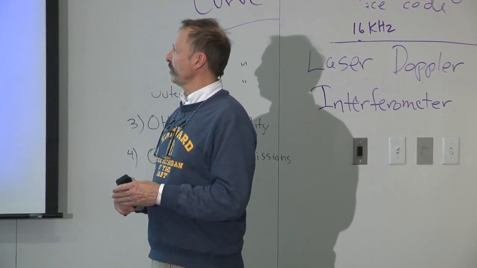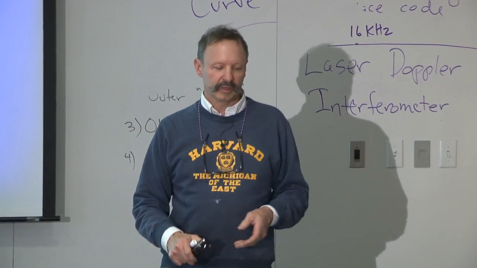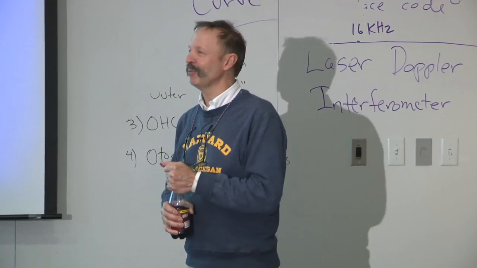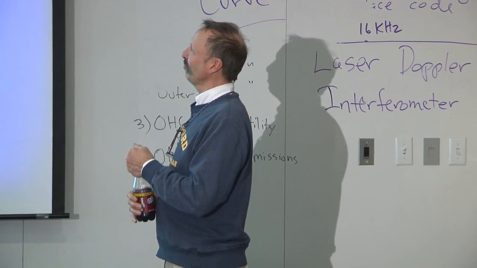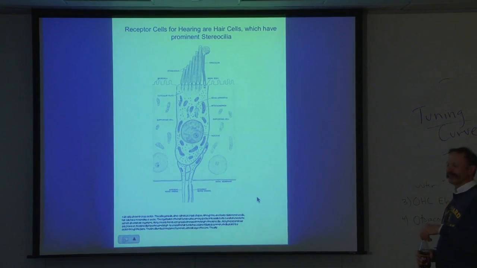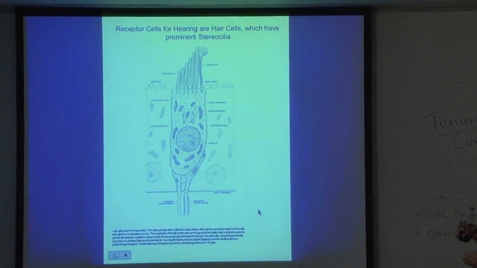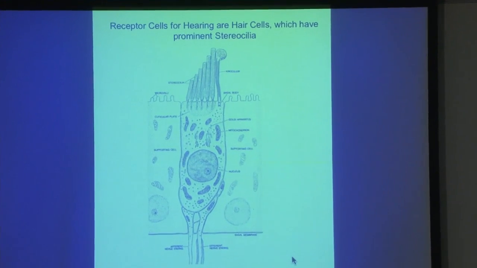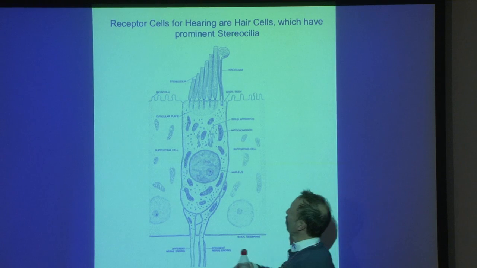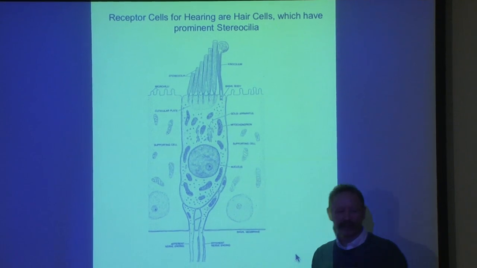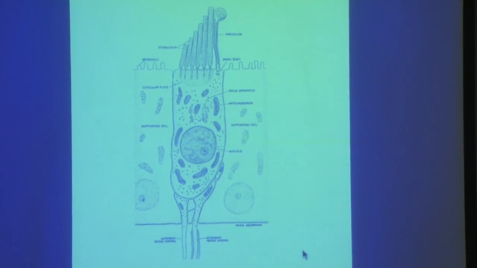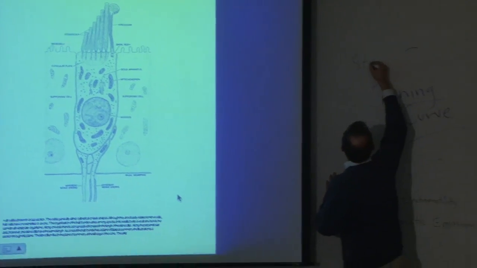What are these receptor cells for hearing? So the receptor cells for hearing are called hair cells. That's kind of a funny name, right? But they get their name from the fact that they have hairs coming out the top of them. At least it looked that way to the early neuroanatomists. So these hairs are more properly called stereocilia. And let me write that down here, stereocilia.